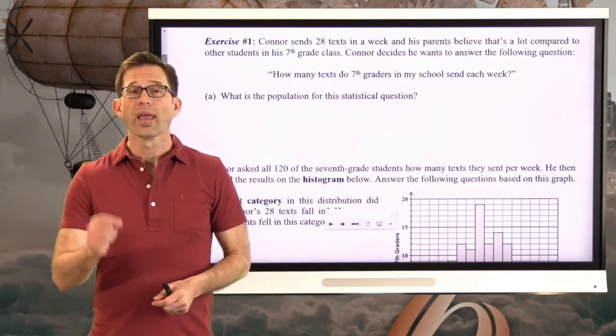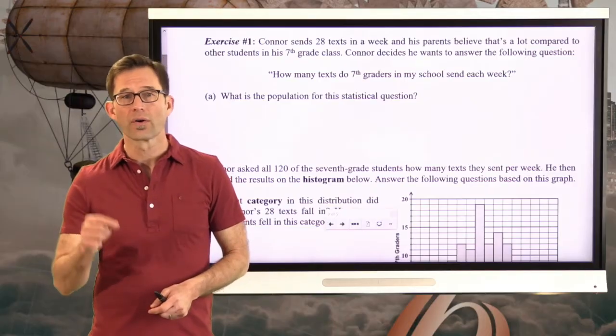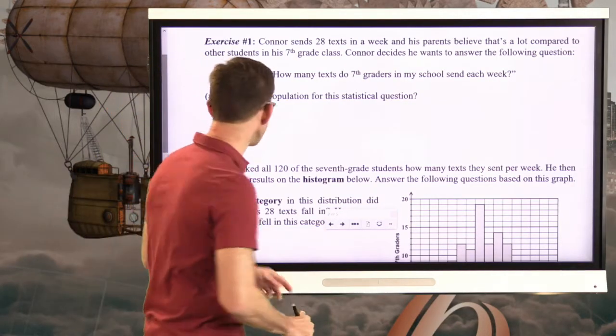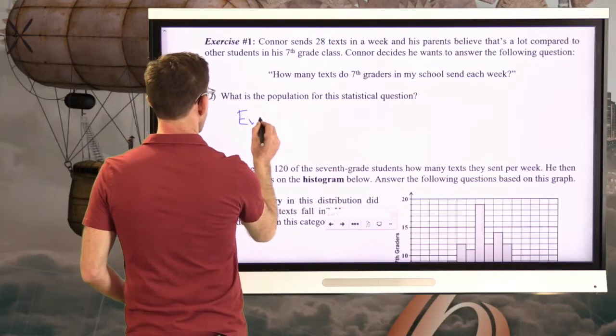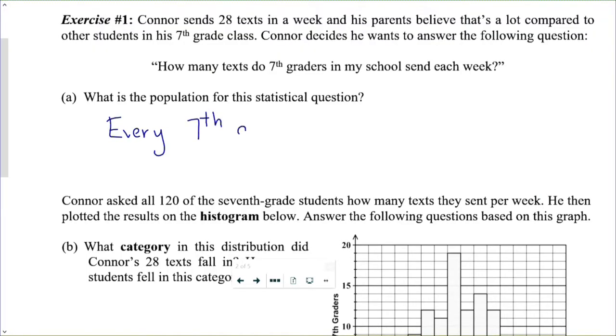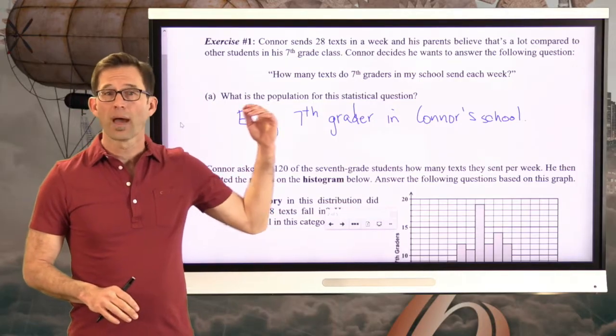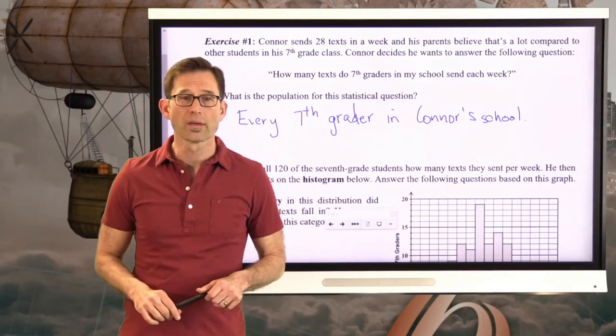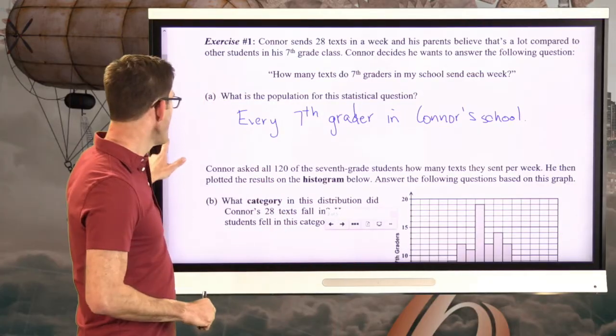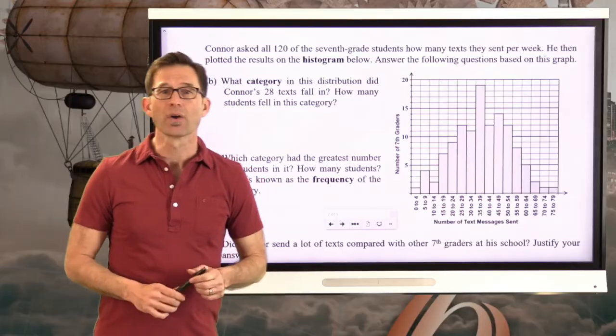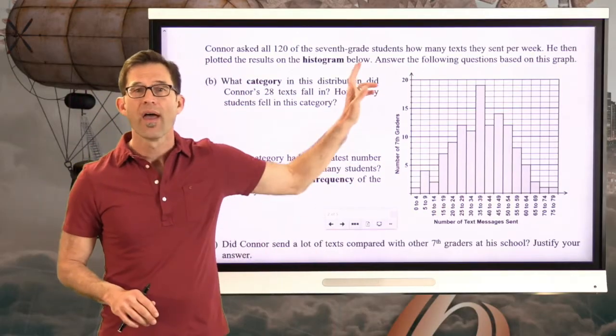That's pretty simple. It is every 7th grader in Connor's school. Now, it's not every 7th grader everywhere, because Connor is just trying to answer the question, how many texts do 7th graders in my school send each week? That's it. Now, Connor ends up asking all 120 of the 7th graders how many texts they sent per week.